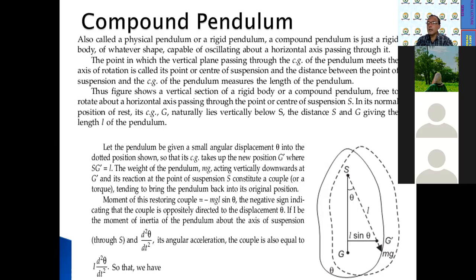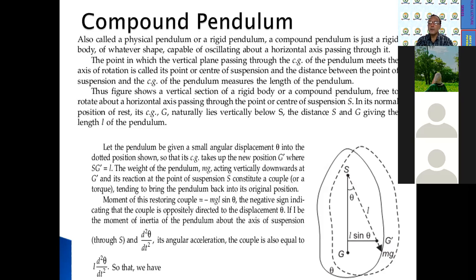If theta is the angular displacement, what is velocity? d theta by dt. What is acceleration? d2 theta by dt square. Am I correct? Yes. Isn't it? And therefore I is the moment of inertia. d2 theta by dt square is the angular acceleration. So the couple is equal to I d2 theta by dt square.